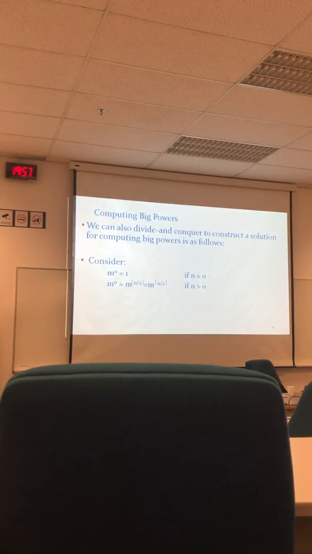Here, computing power, again. Earlier I showed you how to use reduce and conquer. Now, computing power can use divide and conquer as well. We can restructure the formula in this way. So m to the power n can be expressed as m to the power floor of n divided by 2, times m to the power ceiling of n divided by 2. Let's see an example.